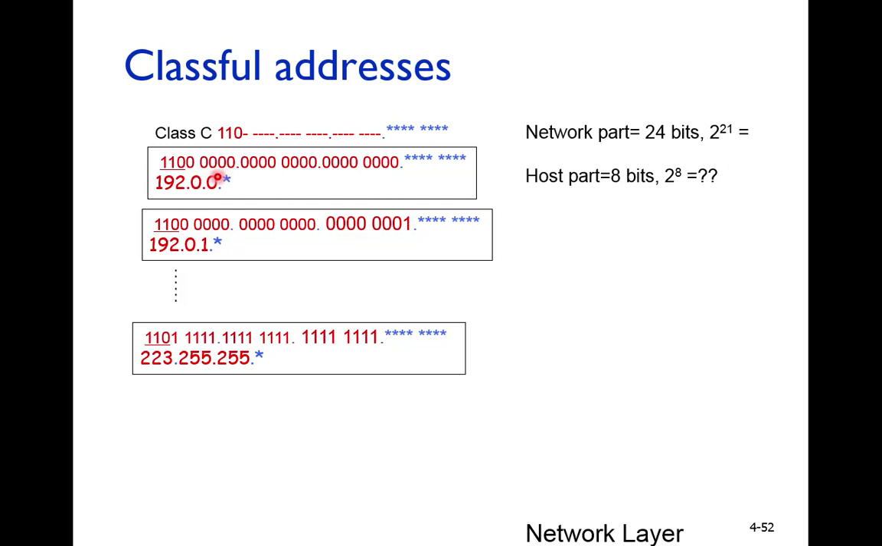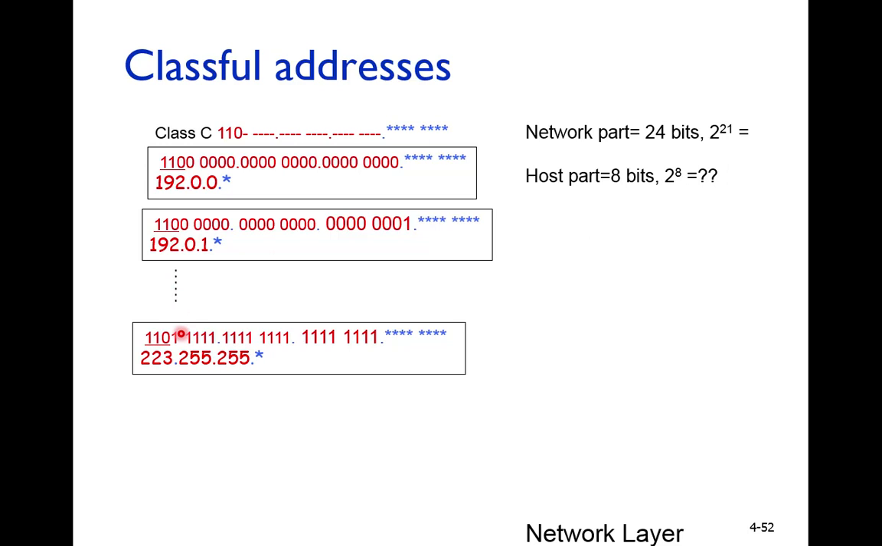So if these values are 0, it means that this byte will be 192, this byte will be 0, and this byte will be 0. So this is the binary representation, and this is its decimal equivalent.